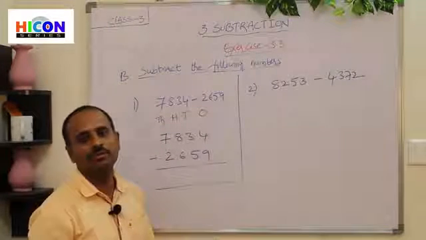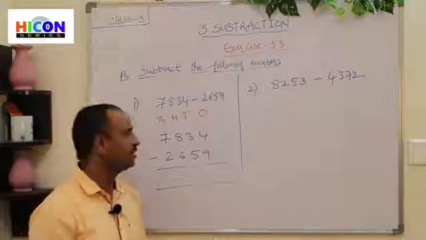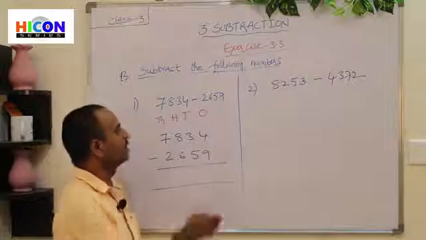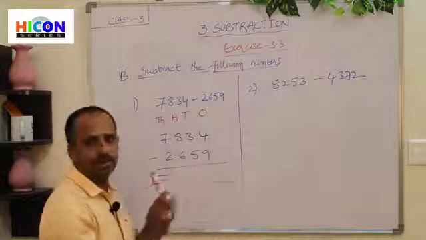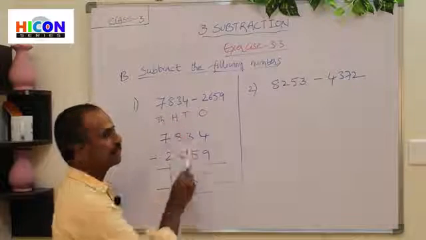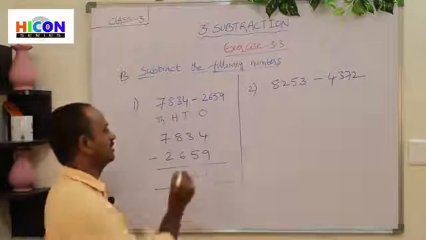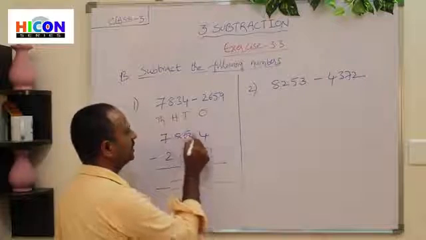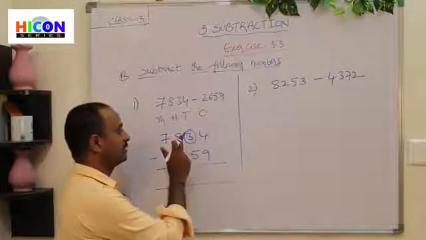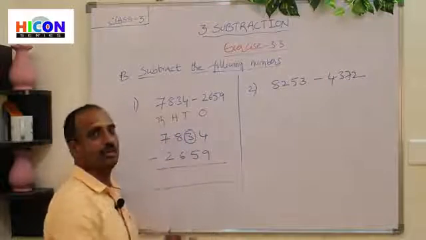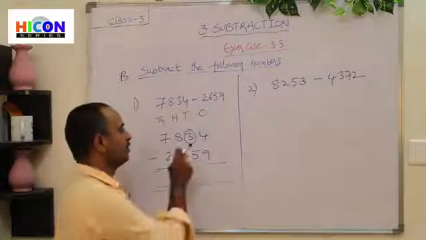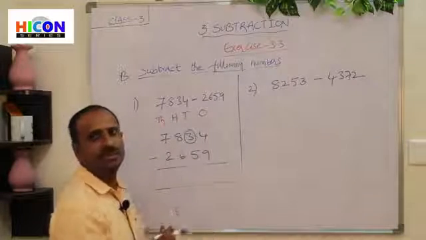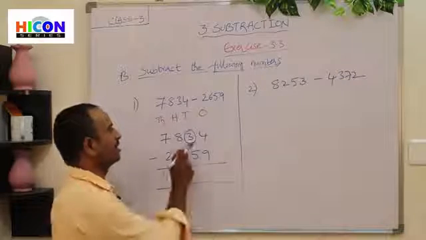Then what do we have to do? The subtraction is not possible, so we have to borrow from the previous place. That is, we have to borrow from the tens place. So what is the digit present in the tens place? 3. That means there are how many tens? There are 3 tens. Now borrow 1 ten from these 3 tens.